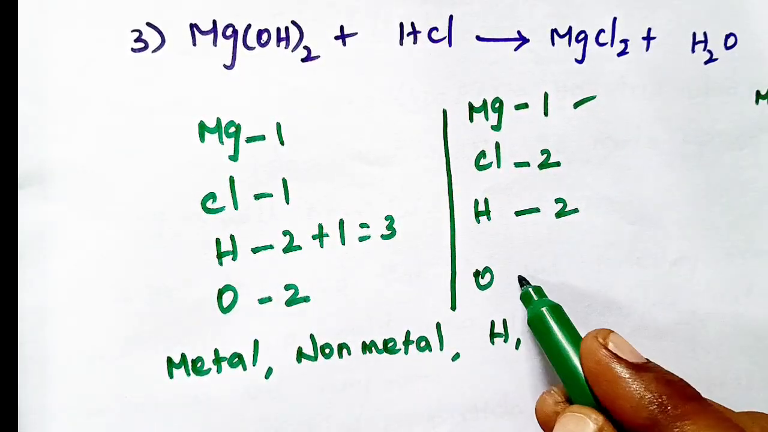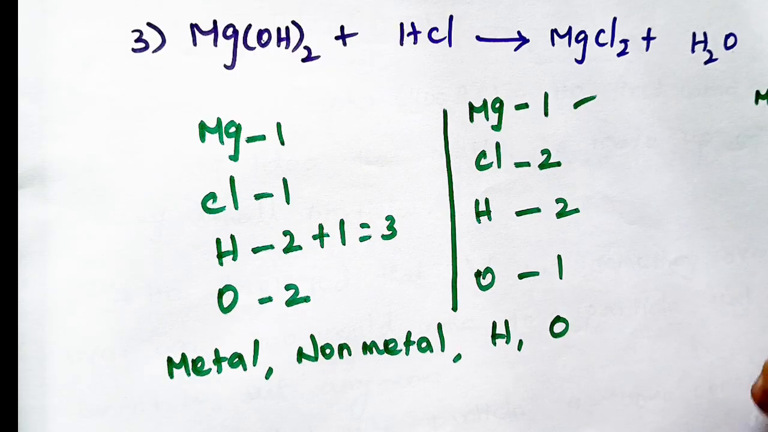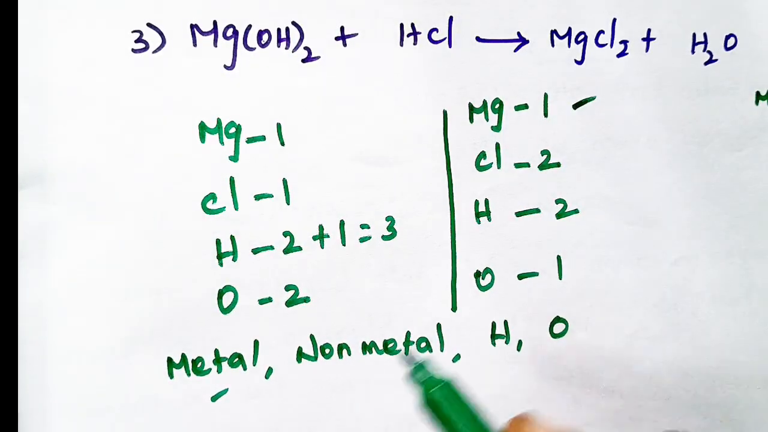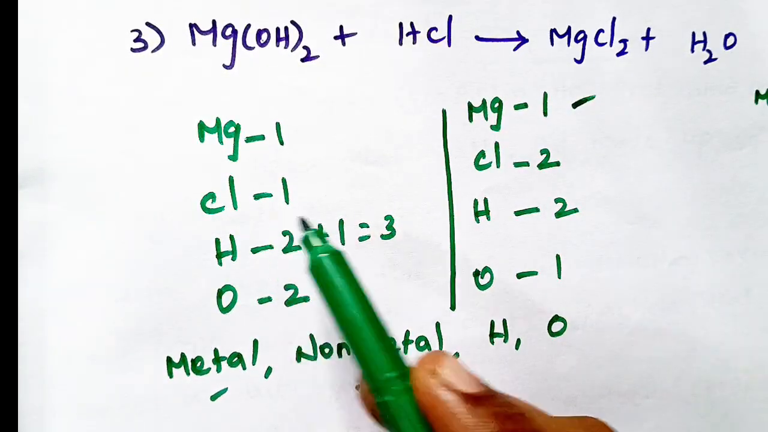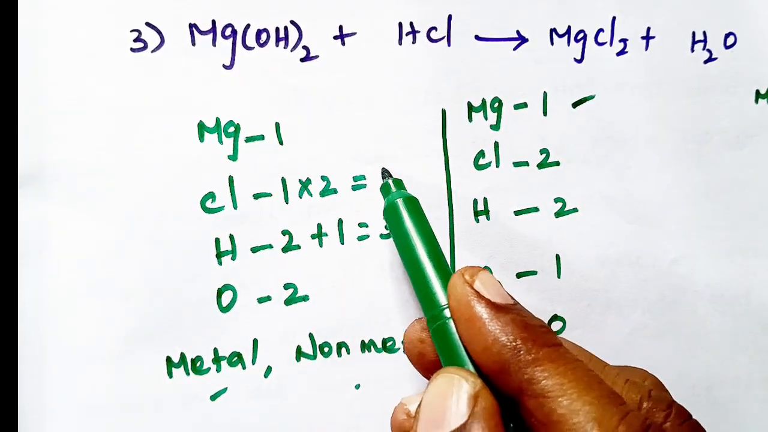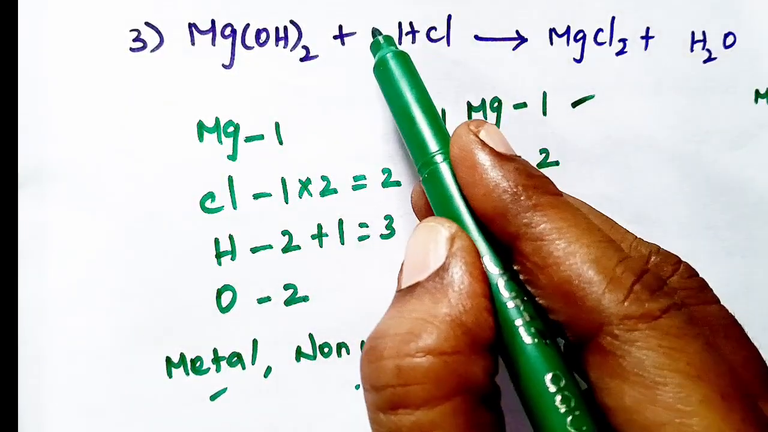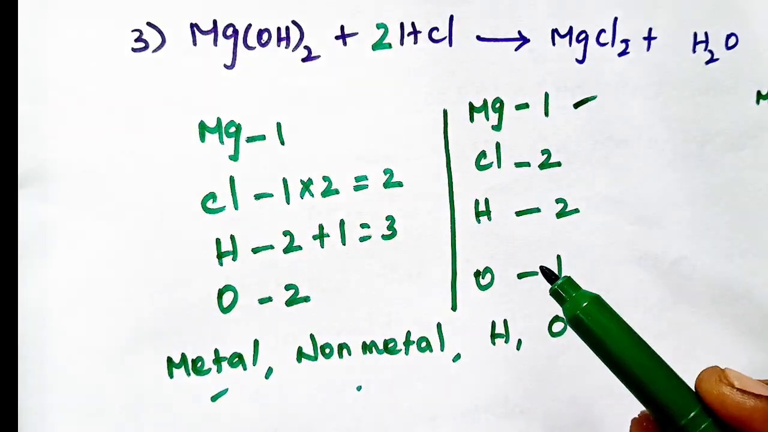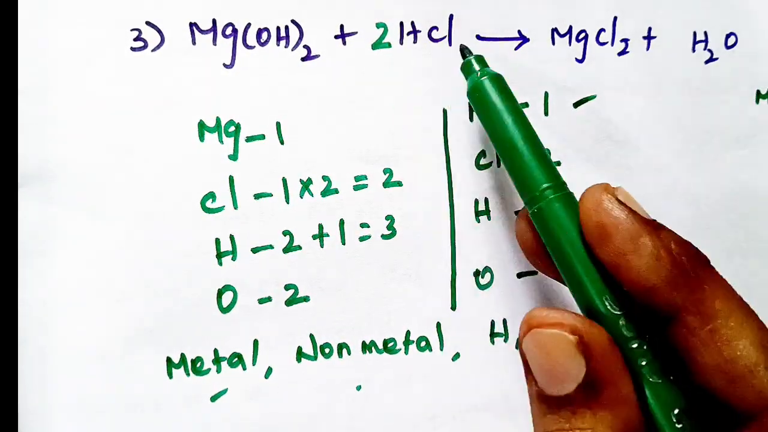Here 1. Okay, so first start with metal. The metal is balanced, then non-metal. Here you have 1 Cl, here you have 2 Cl, so you have to change it to 2. Multiply by 2, so 1 twos are 2. Put it in front of your reactant, so 2 HCl.